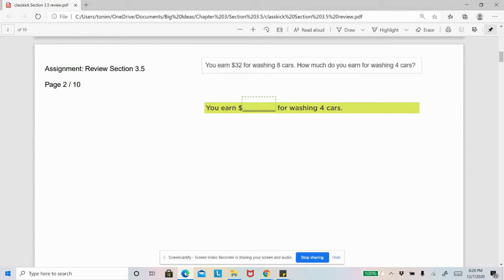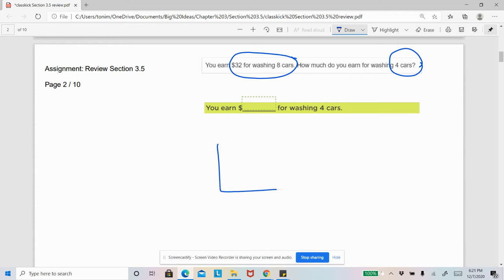So it says you earned $32 for washing 8 cars. How much do you earn for washing 4 cars? I'm going to put my draw button on. All right, and then our final answer is you will earn how much money for washing 4 cars. So this is our rate, okay? And we need to find the unit rate in order to help me find another rate of 4 cars.